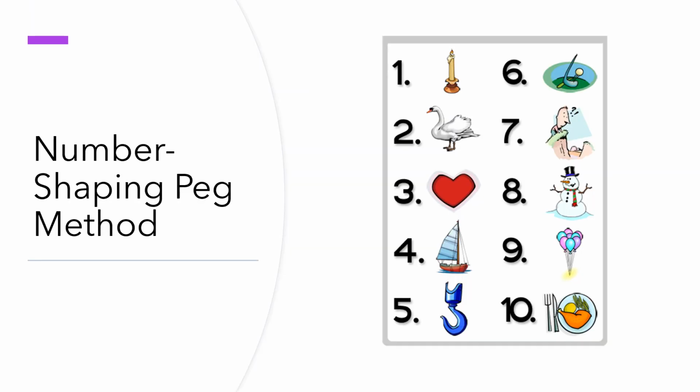So now we'll talk about the number shaping peg method. The number shape system is the second method of pegging information down. What it does is convert numbers into concrete shapes. For example, 1 kind of resembles a candle. 5 kind of resembles a hook. 9 kind of resembles balloons, a cluster of balloons.